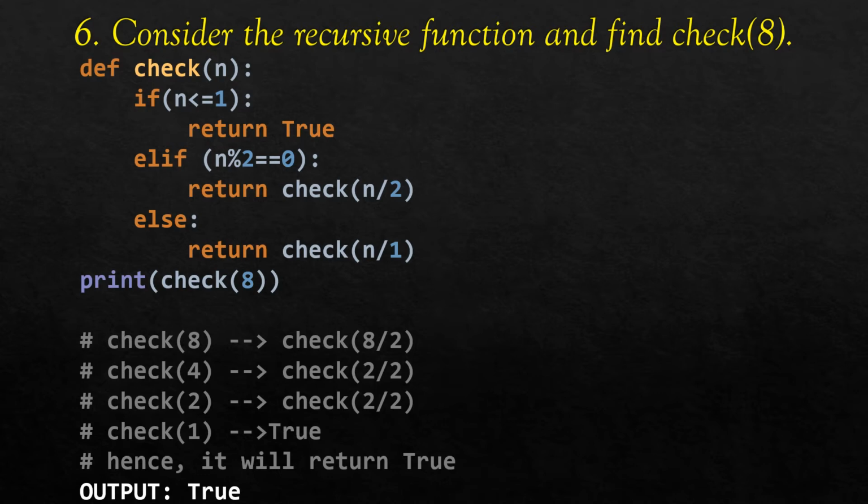Now first when check of 8 is called, it will in turn call check of 8 by 2. So check of 8 by 2 is equal to check of 4, which will call check of 4 by 2, that is check of 2. Now check of 2 will call check of 1, that is true. Hence it will return true.